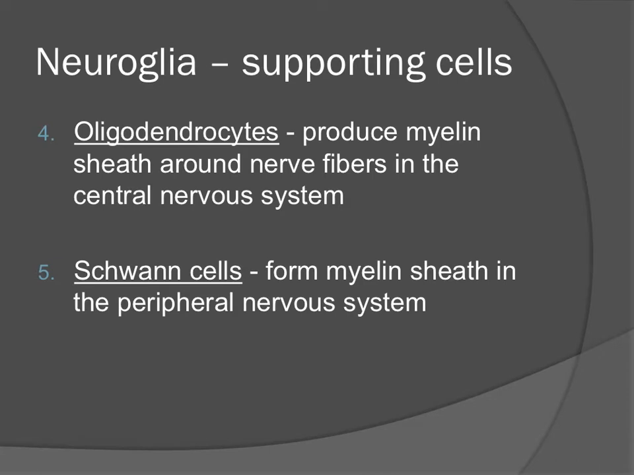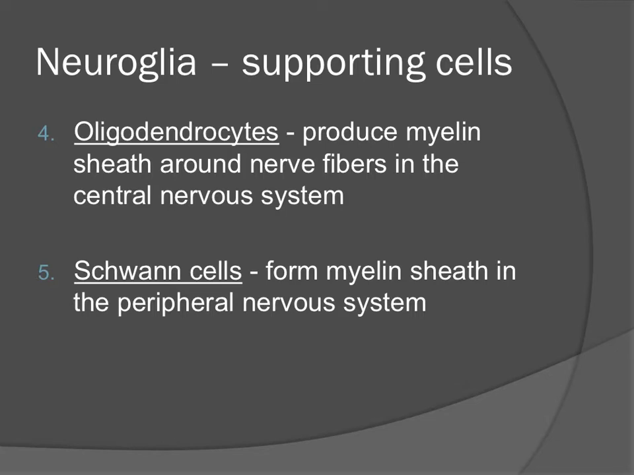We have oligodendrocytes, which produce the myelin sheath around the nerve fibers in the central nervous system. These are myelinating cells of the central nervous system. They provide support and insulation to the axons in the central nervous system. They form the myelin sheath, which is the insulator of axon segments, and assist in nerve conduction rate.